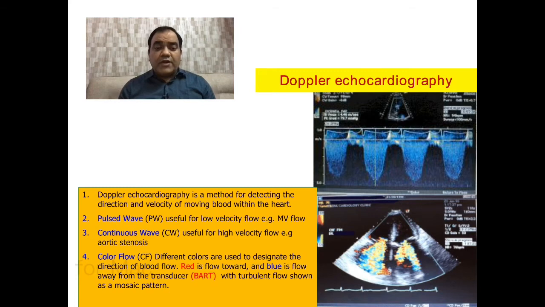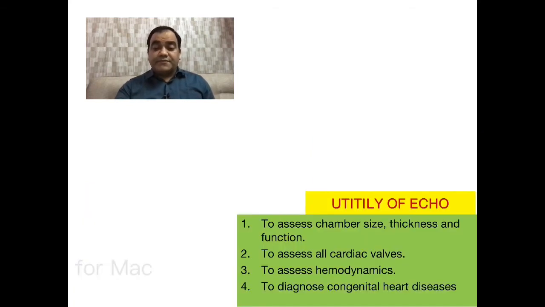Doppler echocardiography is a method for detecting the direction and velocity of moving blood within the heart. It is of three types. Pulse wave is used for low velocity flow, for example in mitral valve flow, and continuous wave is useful for high velocity flow as happens in the aortic valve, for example in aortic stenosis. In color flow, different colors are used to designate the direction of blood flow. Red is flow towards and blue is flow away from the transducer, that is the mnemonic BART: blue is away and red is towards, with turbulent flow shown as a mosaic pattern.